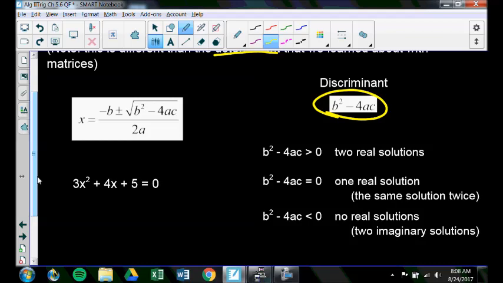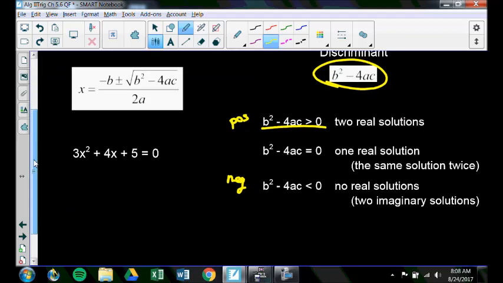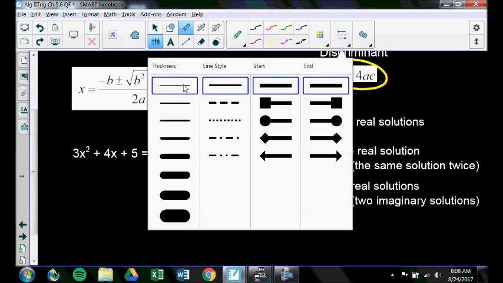Are there 2 real solutions? Is there 1 real solution? Or is there no real solutions? If b squared minus 4ac is positive, there's 2 real solutions. If it's 0, there's 1 real solution, the same solution twice. And if it's negative, then there's no real solutions. There's 2 imaginary solutions.